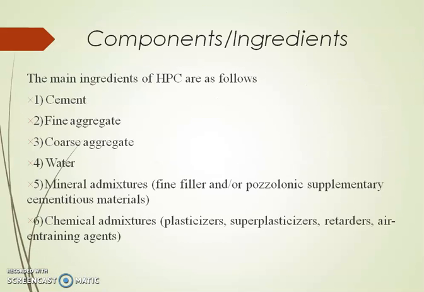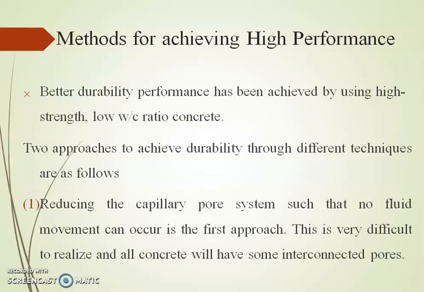What are the main ingredients you need for manufacturing the HPC? Cement, fine aggregate, coarse aggregate, and water, as in our conventional concrete. Other than that, you need mineral admixtures as a fine filler or pozzolanic supplementary cementitious material. You also need chemical admixtures, that is superplasticizer, retarder, and air entraining agents. With all these ingredients, you will be able to make a high performance concrete.